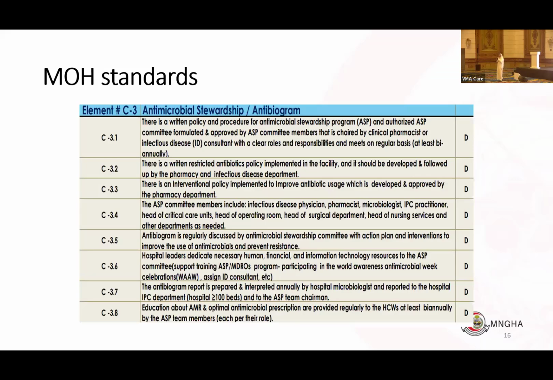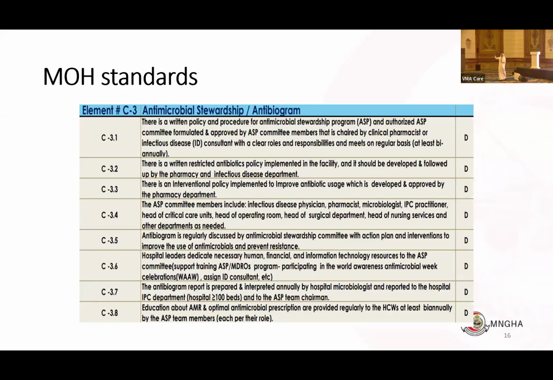We have a regional and corporate antimicrobial stewardship in National Guard Hospital that meets regularly on this basis. Also, there is a written restricted antibiotic policy implemented in the facility. There is also an interventional policy implemented to improve antibiotic usage. I'm sure that you are MOH, they visit all hospitals. Are you aware of this standard? Yes, because they come every quarter or twice a year to all hospitals in the Kingdom to make sure that these standards are met. Antibiogram is regularly discussed by antimicrobial stewardship.